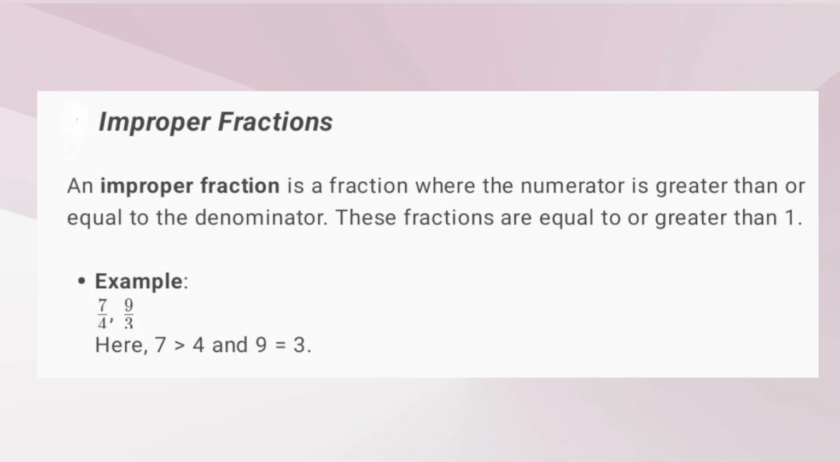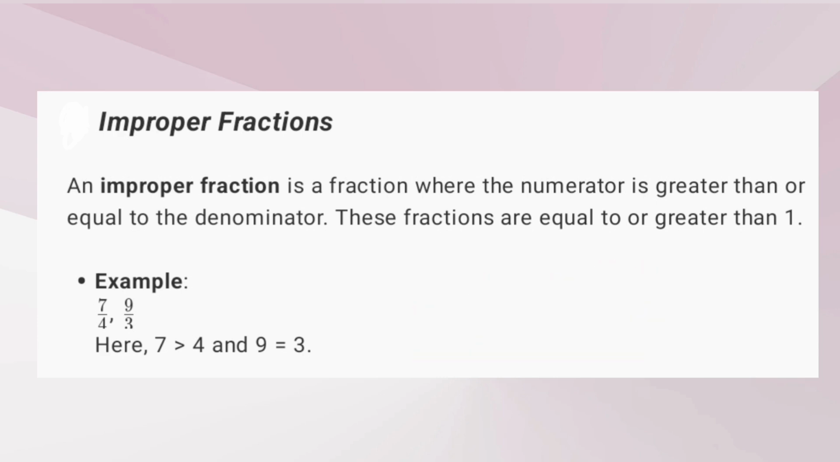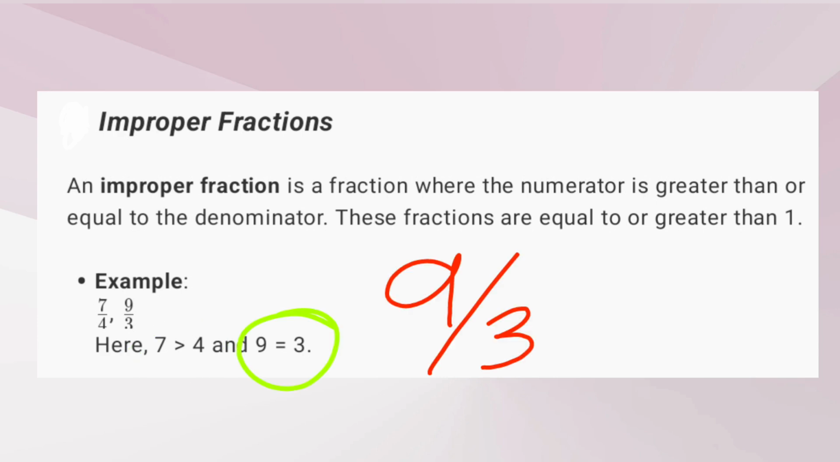Okay, the next one is improper fraction. An improper fraction is a fraction where the numerator is greater than or equal to the denominator. That means here the numerator must be greater than or equal to the denominator. These fractions are equal to or greater than 1. So here 7 bar 4 and 9 bar 3 are the examples. Here you can see 7 is greater than 4 and 9 is equal to 3. How is it equal to 3? It's equal because you can see here 9 is divisible by 3.